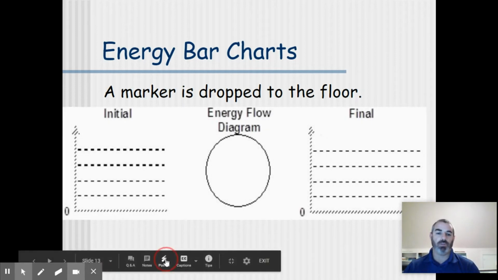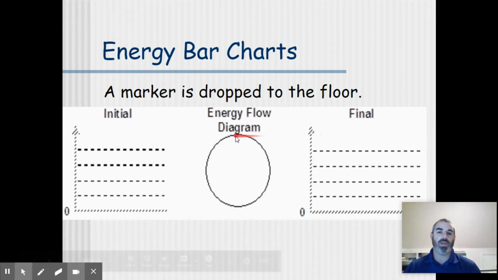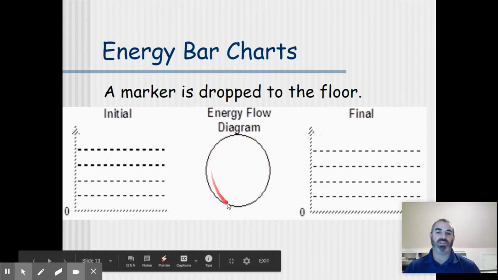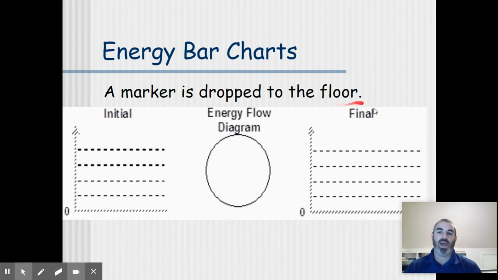The blank energy bar chart shows that we have an initial situation. We have an energy flow diagram. The flow diagram includes the system, and anything that is not in the system is the surroundings. And then we have a final situation. What we're going to do is define the initial situation as the marker. If it's being dropped, that means it's in the air to begin with. And the final situation will be defined as the marker hitting the floor.